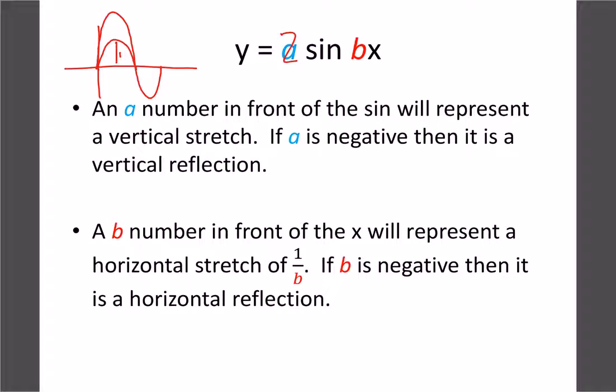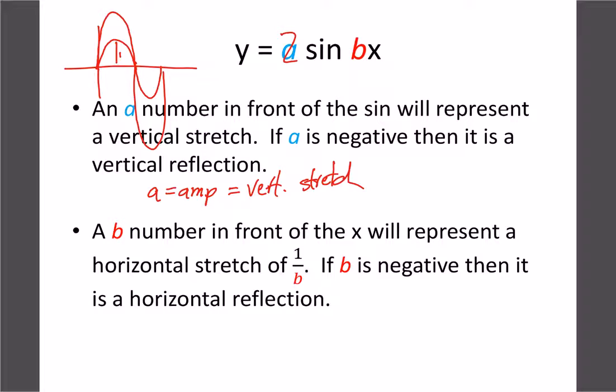If I put it at 5, it's going to be an amplitude of 5, and it would also go down to negative 5. So the a number is our vertical stretch, so that's easy. So whatever that number in front is, a equals amplitude, which is also equal to our vertical stretch.